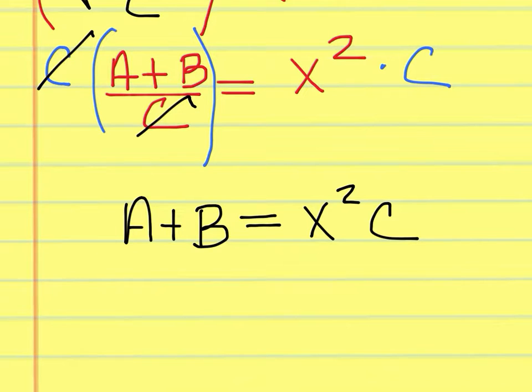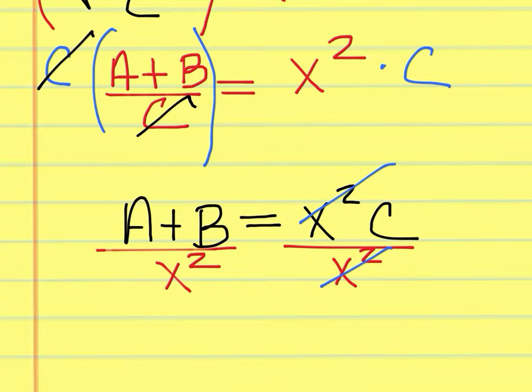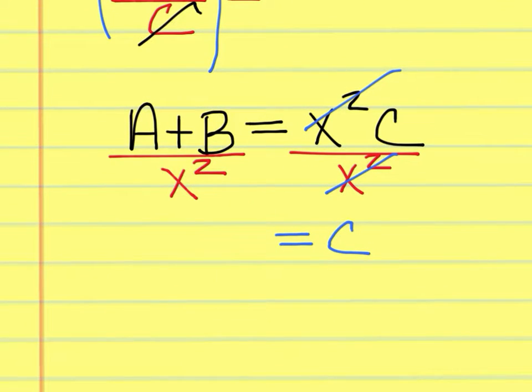Remember, you're solving for c, so to get c by itself, you're going to have to divide by x squared on both sides, which will cancel out on the right, leaving you with c, and on the left, you will have a plus b over x squared.